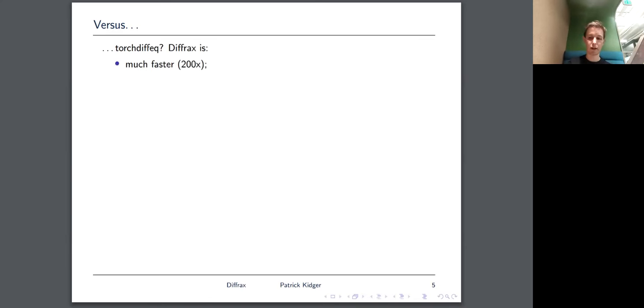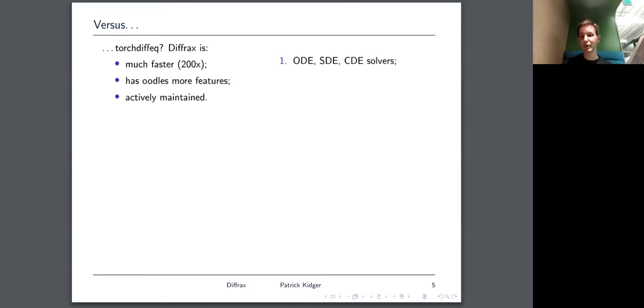PyTorch actually doesn't give you that much speed up. We've got loads more features, lots of things. Well, I'll talk about that on my next series of bullet points. And also, it's actually actively maintained, which is, I think, also usually a benefit. Okay, so when I talk about more features, what am I talking about?